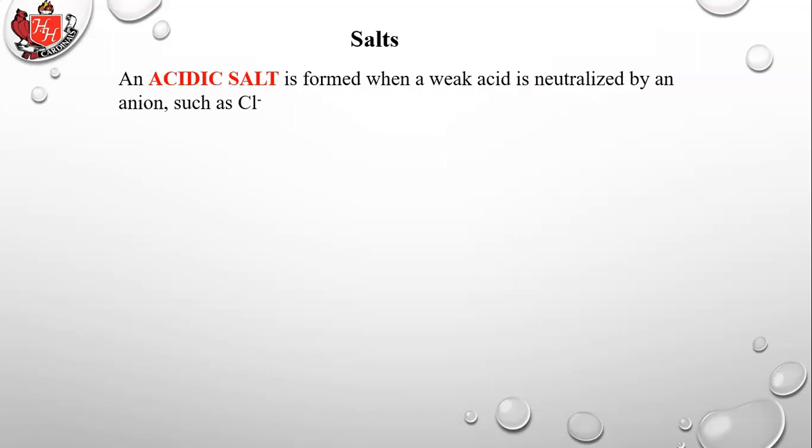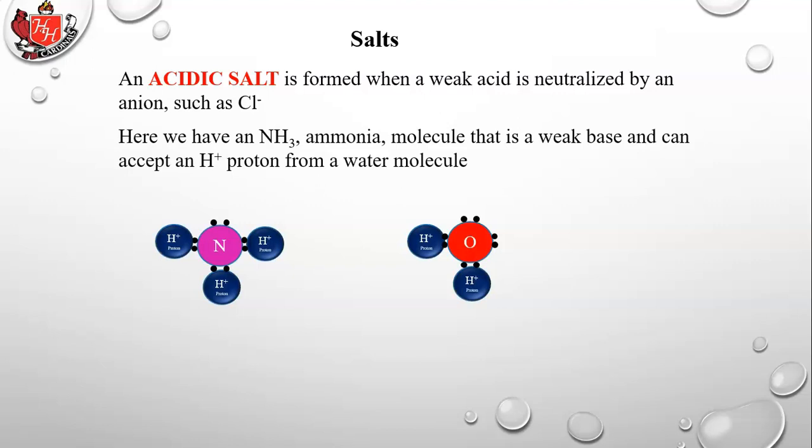An acidic salt is formed when a weak acid is neutralized by an anion, such as a chloride ion. So let's take this example. Here we have ammonia, NH3, and that molecule is a weak base and can accept a H+ proton from the water molecule. So we're going to see that happen right here. Some of the time, not all of the time, it's a weak base. A proton will jump from the water molecule over to the ammonia molecule.